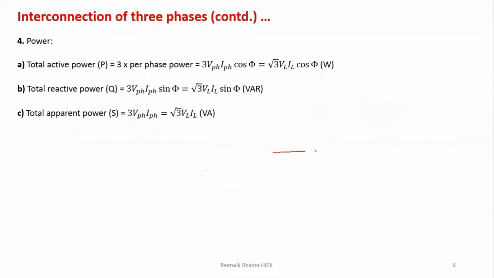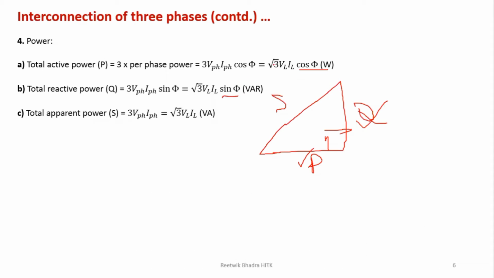You might have read the power triangle, right? This was S, this was P, this was Q, and this was 90 degrees. So S is equal to root over P square plus Q square. With cos square plus sine square being 1, it ultimately remains root 3 VL IL only. So that's why I told you phasor sum of P and Q.